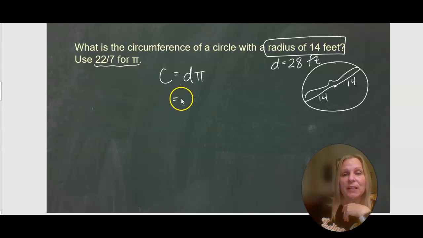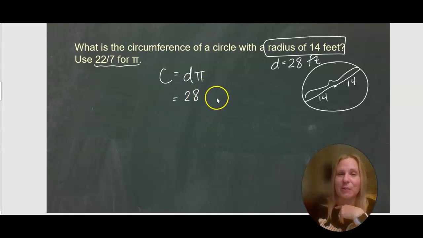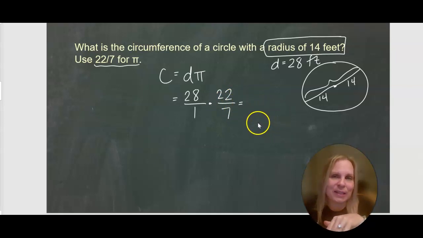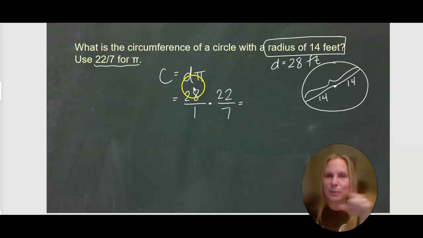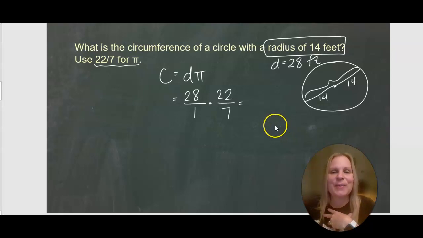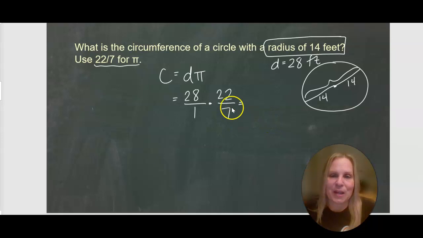So I'm going to put that in here. I'm going to have 28. And because I'm multiplying by a fraction, I'm going to put it over 1. And then for pi, I'm going to use the fraction that they told me to use. And I'm going to do some canceling. If you don't like the canceling, you don't have to. You can multiply straight across the top, straight across the bottom. I won't be mad at you. But I'm going to do some canceling just to make it easier so I can do mental math.